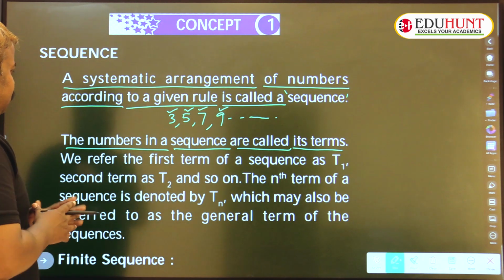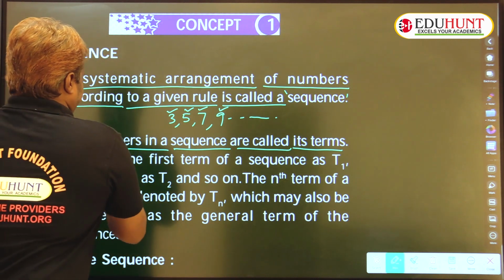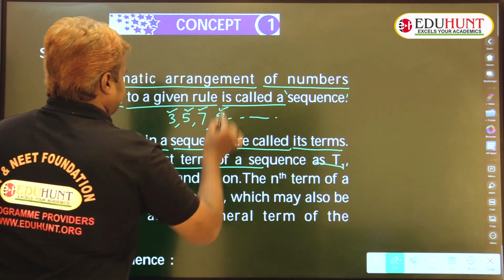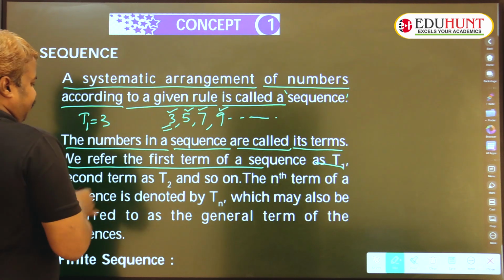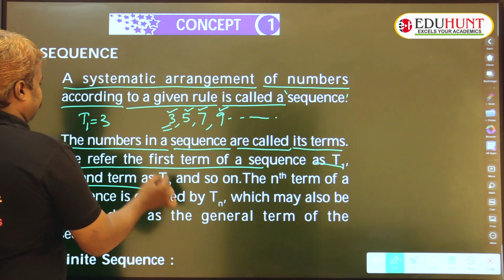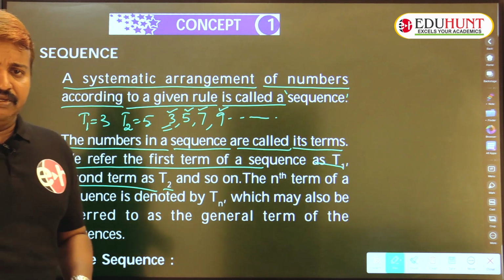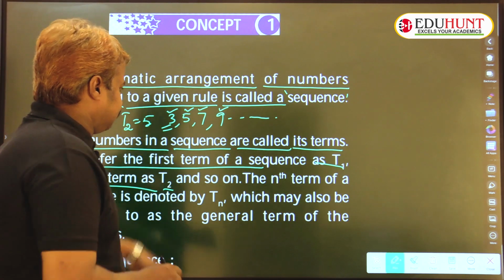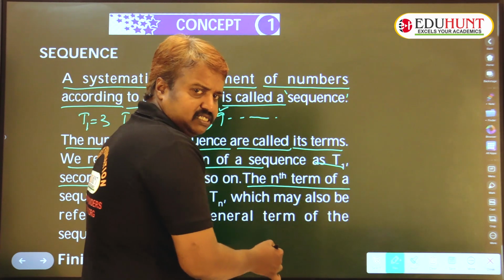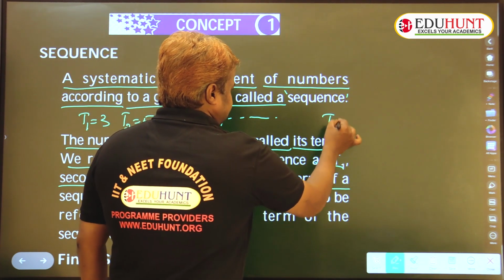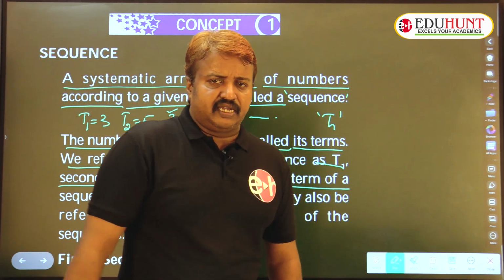In that sequence, we refer to the first term as T1, and T1 is equal to 3. The second term is T2, which is 5. Then the third term of the sequence is T3. Similarly, the nth term of the sequence, children, is Tn. So Tn is the nth term.